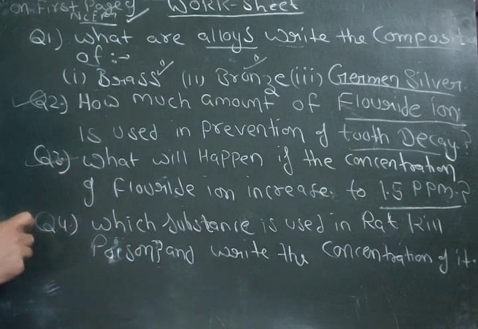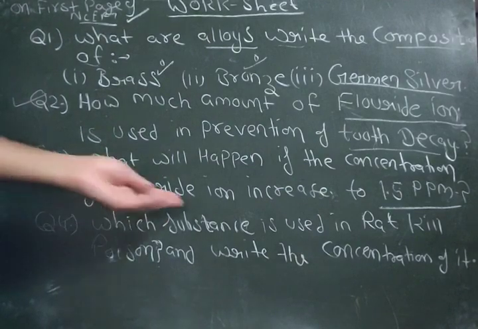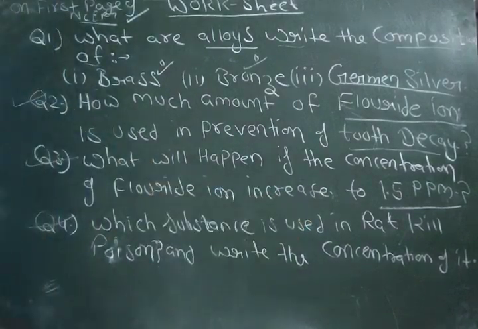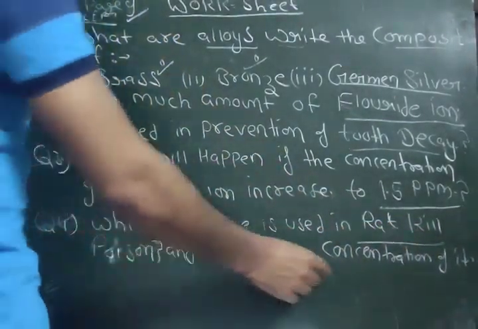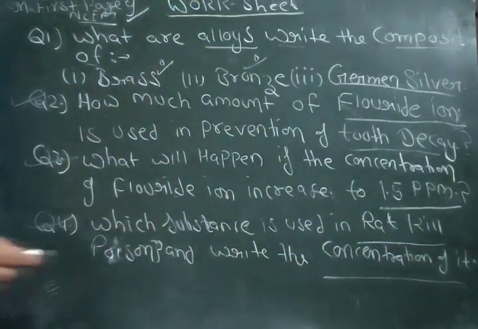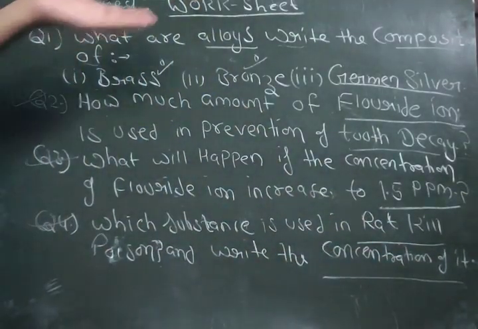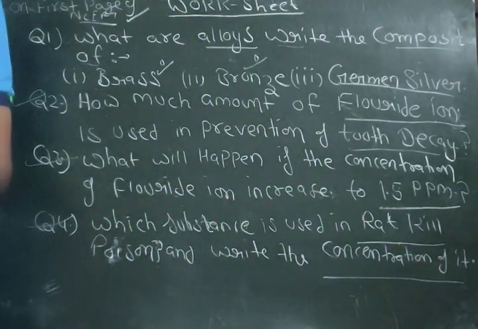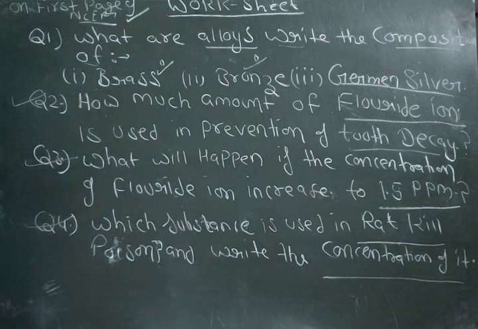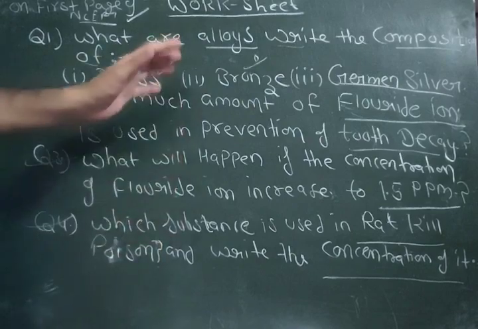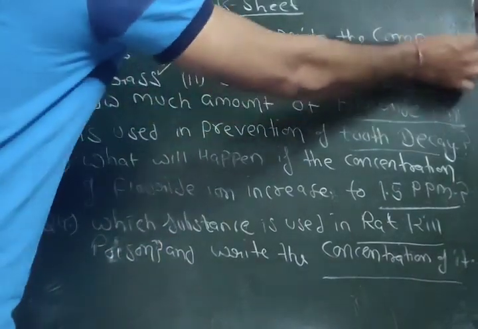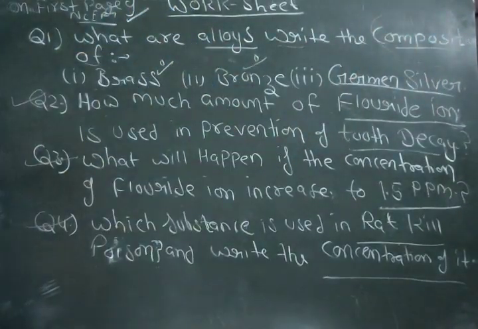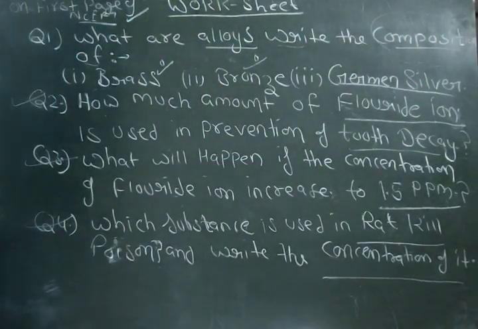Then the fourth one is: which substance is used in rat-kill poison? Write the concentration of it. Okay, the same thing, concentration. As we have already discussed in solutions, concentration plays an important role. So all these questions are based upon concentration and composition. In my first question you have to talk about the composition. Okay, thank you.